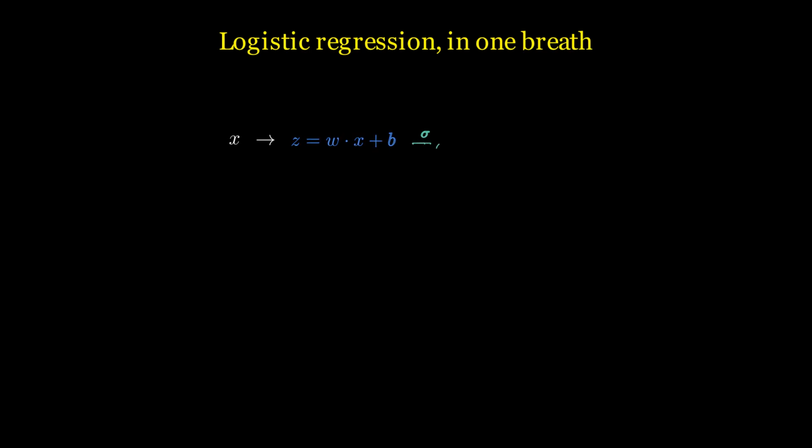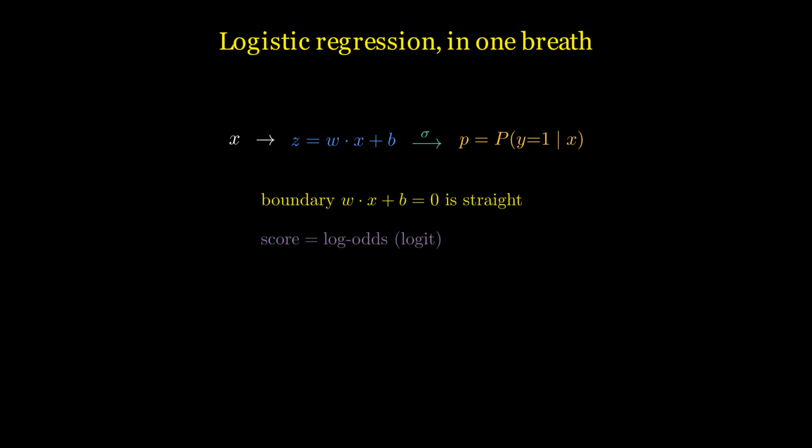So, logistic regression in one breath. Take a linear score, wx plus b, squash it through the sigmoid to get a probability between 0 and 1. The score itself is the log odds, so the decision boundary stays perfectly straight. And we fit it by maximizing the likelihood of the data, minimizing cross-entropy, rolling downhill with a gradient that's just prediction minus truth times the feature.